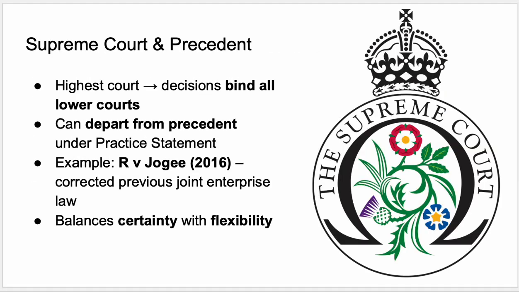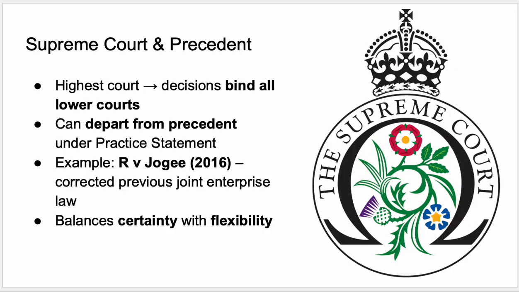So we'll just talk very quickly about the top of the court hierarchy, the Supreme Court. Now this, as we've said, is the highest court in the UK, and its decisions bind every other court below it, no exceptions. And that's why its rulings are so influential. This is the top dog. Once the Supreme Court sets a legal precedent, well, the rest of the system has to follow it.